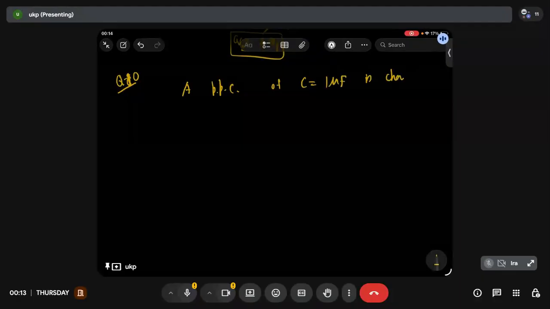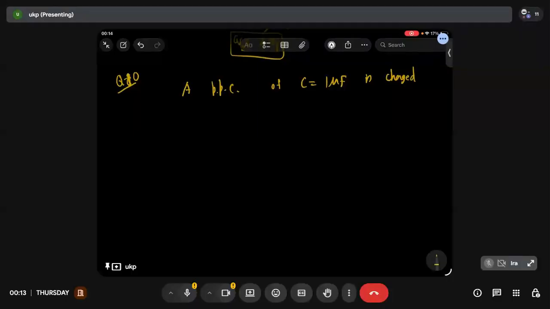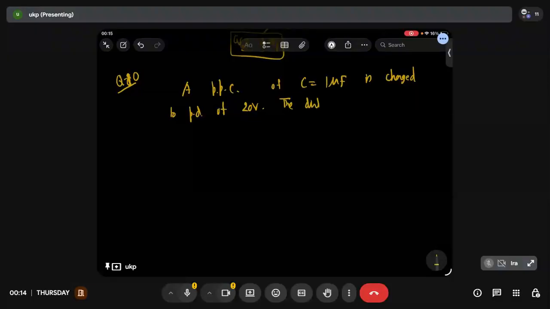It's a mains problem. I can't believe. Is charged to a potential difference of 20 volt. Okay? Given in the problem. The question says the distance between the plates is 1 micrometer. The question is to find the energy density between the plates of the capacitor. The distance between the two plates is 1 micrometer. You have to calculate the energy density between the two plates of the capacitor.